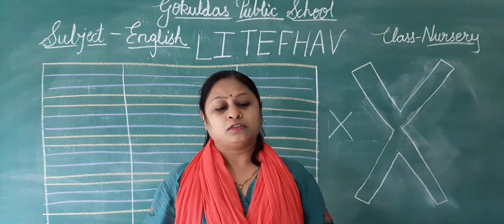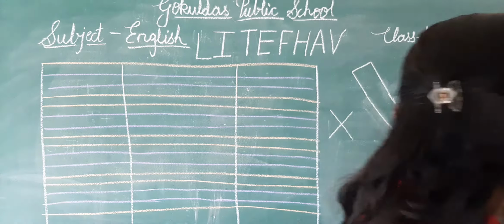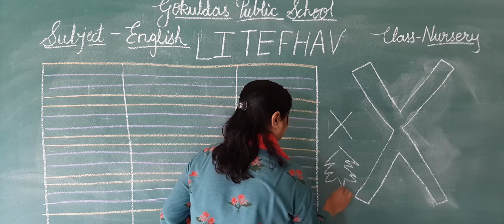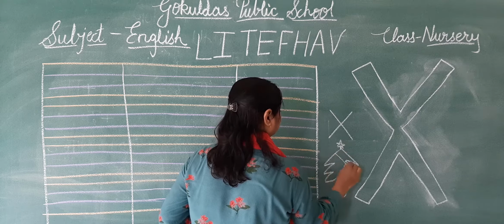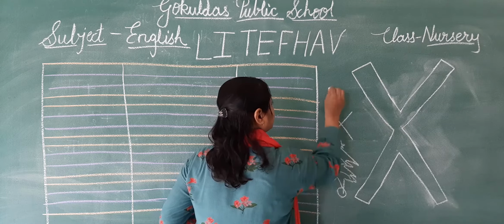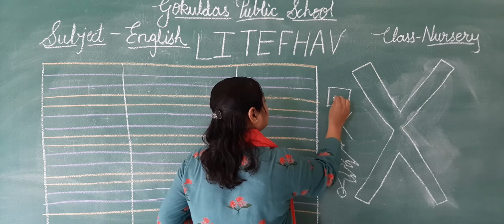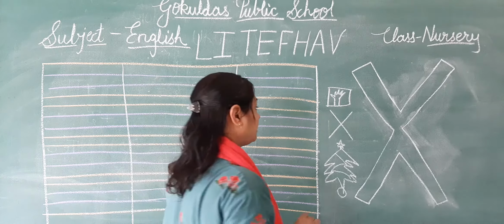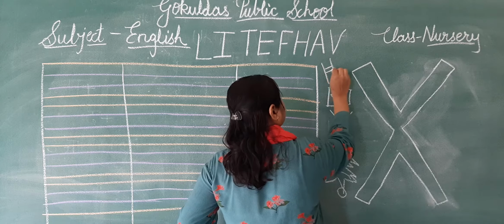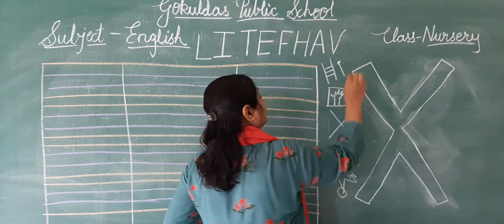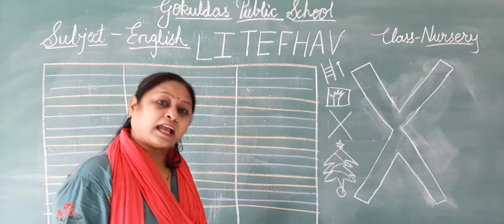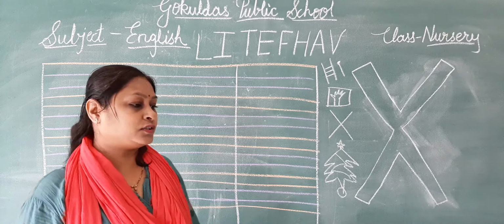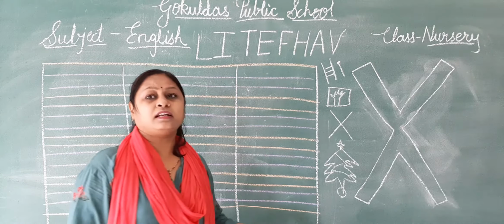Right? You know X for Xmas tree. X for X-ray. X for xylophone, right? So we have learned things which start from letter X. What is this? X. Which letter is this? X. So today we are going to learn the formation of letter X.